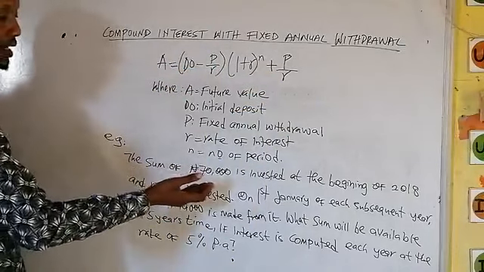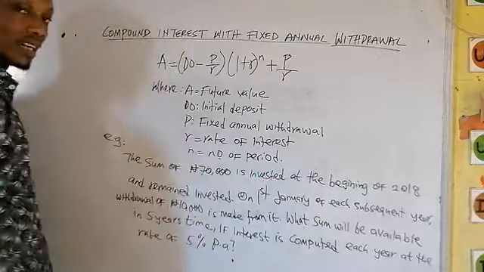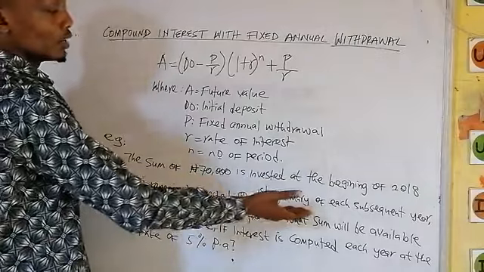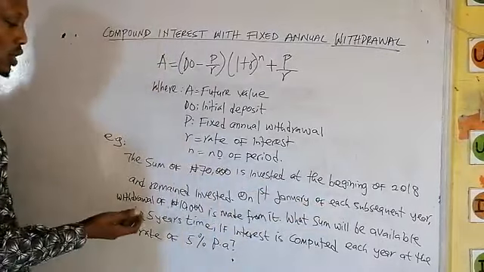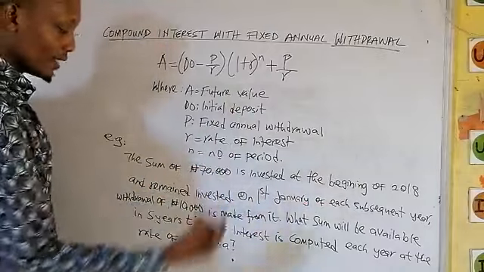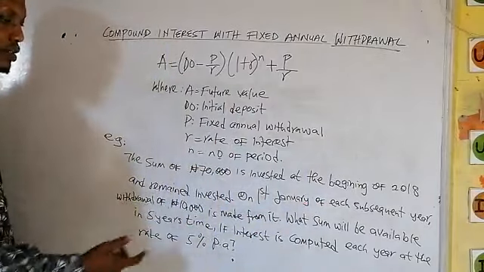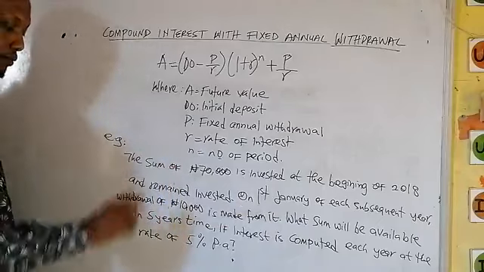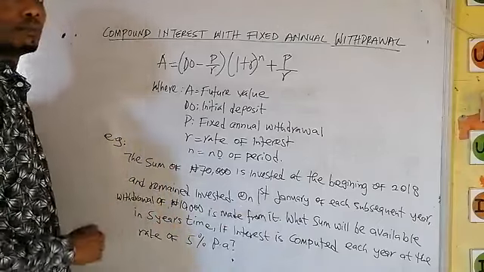The sum of 70,000 naira is invested at the beginning of 2018 and remains invested. On 1st January of each subsequent year, a withdrawal of 10,000 naira is made from it. What will be the sum available in 5 years' time if interest is computed each year at the rate of 5% per annum?